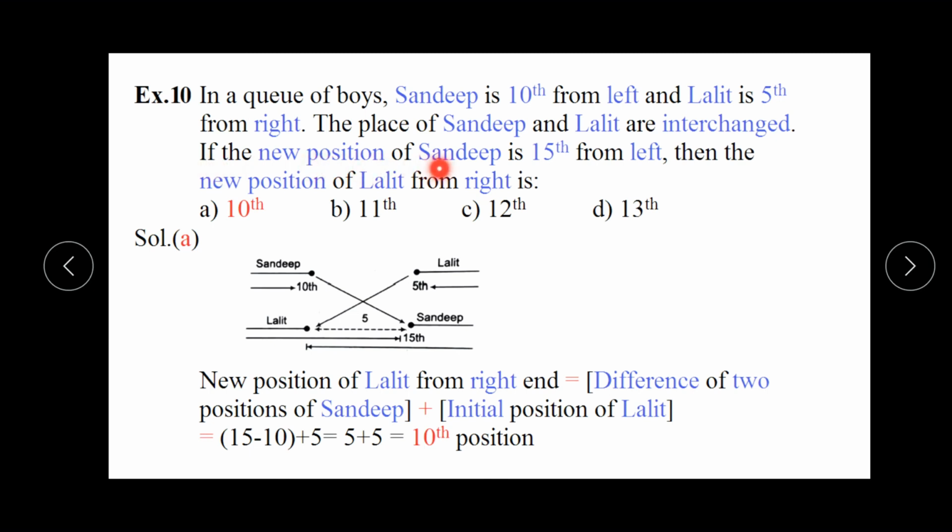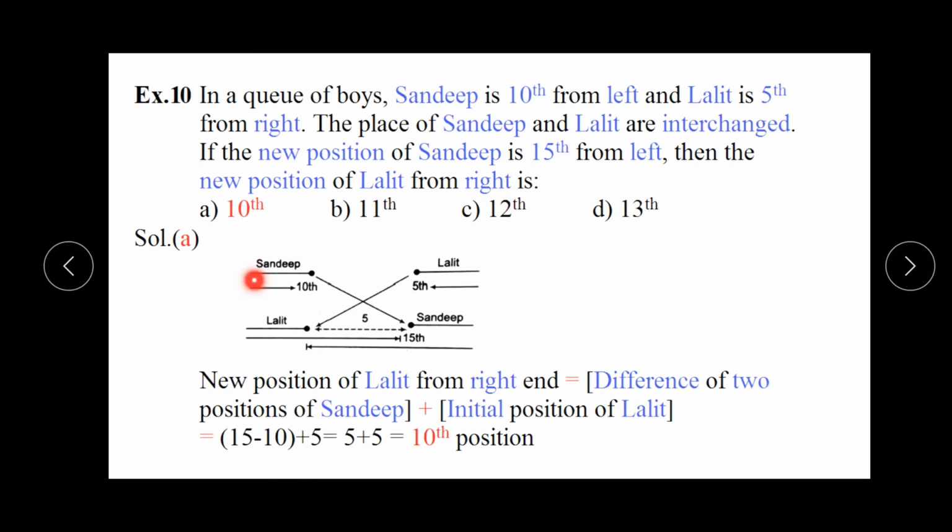If the new position of Sandeep is 15th from left, now we have two positions of one person, Sandeep. Sandeep's old position was 10th and his new position is 15th, and both positions are from the left side. It means Sandeep is shifted 5 places to the right side. 15 minus 10, 5 places. Then find the new position of Lalit from right.